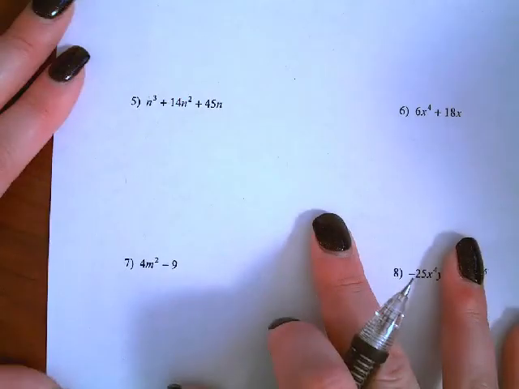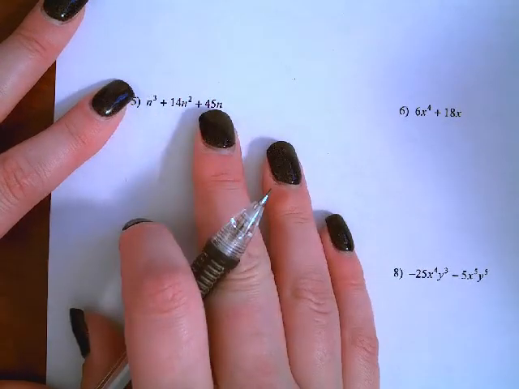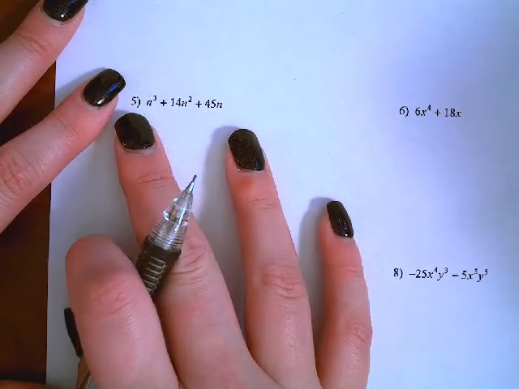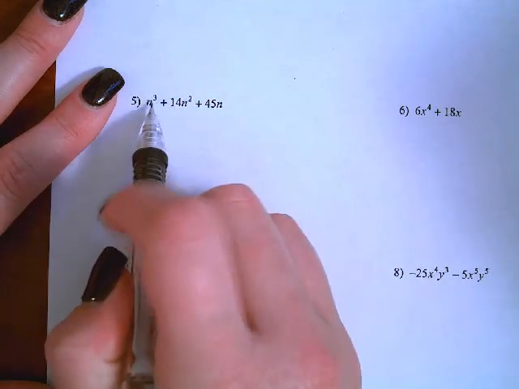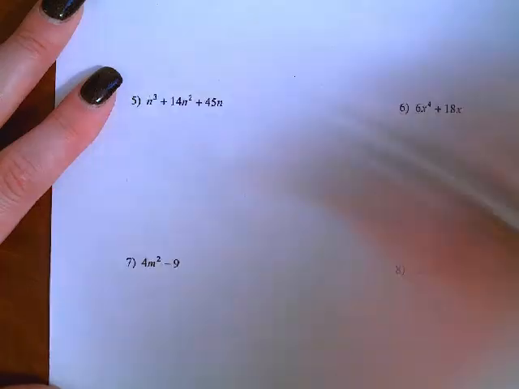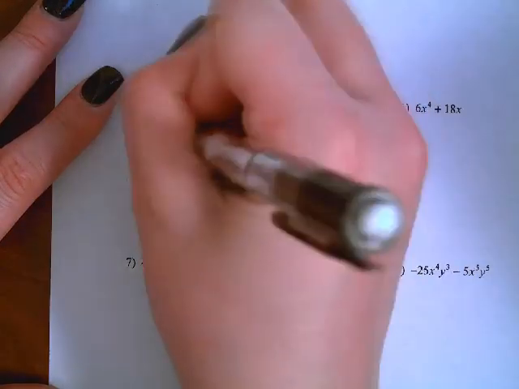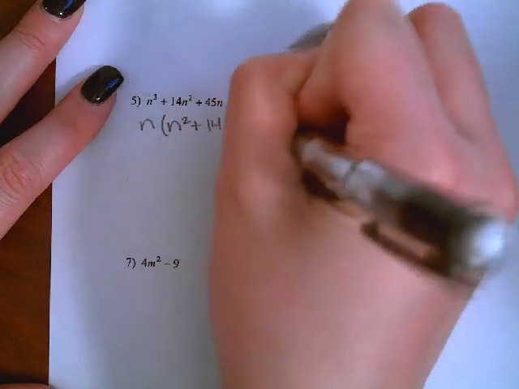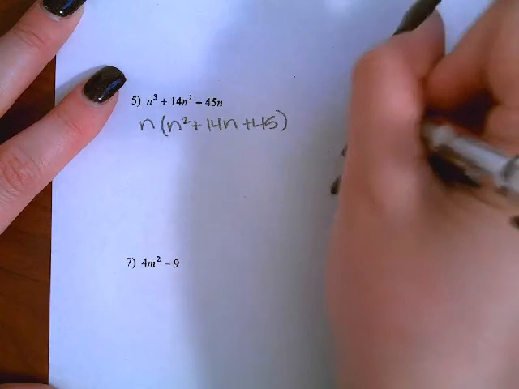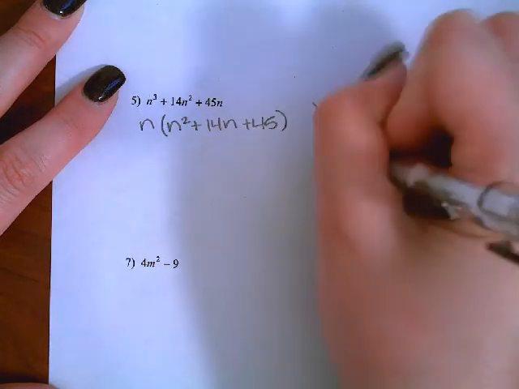This problem is also a typical trinomial. It's almost ready to go. It doesn't have a number in the front, so I know there's no GCF that's a number. However, the exponent is wrong. We have n to the third, n to the second, and n. So that means we have a GCF of n that we can take out. N squared plus 14n plus 45. So we are looking for two numbers that multiply to 45 but add to 14.